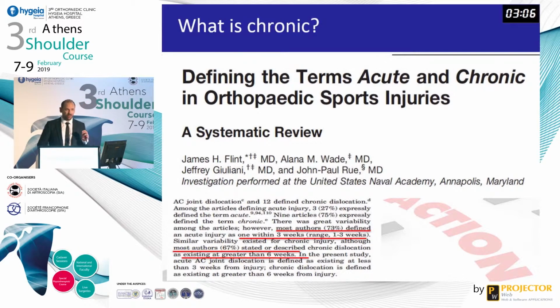There is one study trying to determine the terms acute and chronic, and Flint and his co-workers just asked colleagues, what do you think? What is chronic? And they asked for ACL, they asked for AC joint, and so on. For the AC joint, most authors said acute is within 3 weeks, range 1 to 3. And then they asked them, okay, fine, what is chronic? And they said, well, chronic is easy, it's all from 6 weeks on. Now we have a problem. What's going on between 3 and 6 weeks? Is it subacute? Are we using a graft? Are we not using a graft? So this remains unclear. There is no data out.